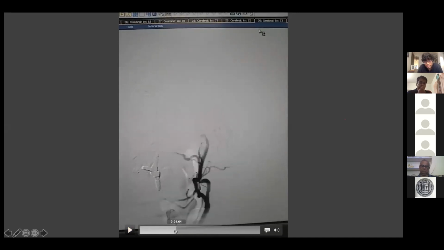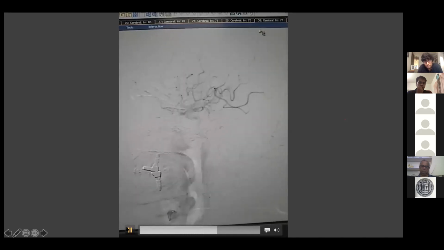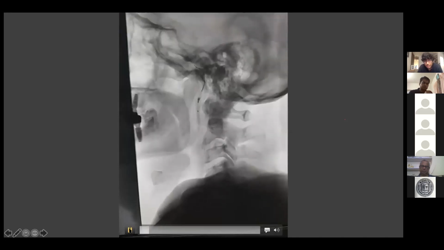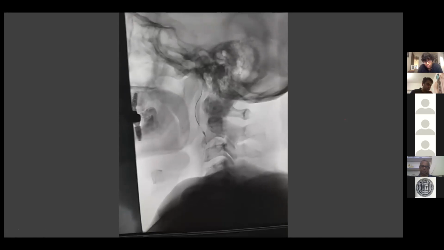And this is the angio subsequently. As you can see, the artery is opened up quite nicely. And this is the wire and the filtration element being retrieved subsequently.